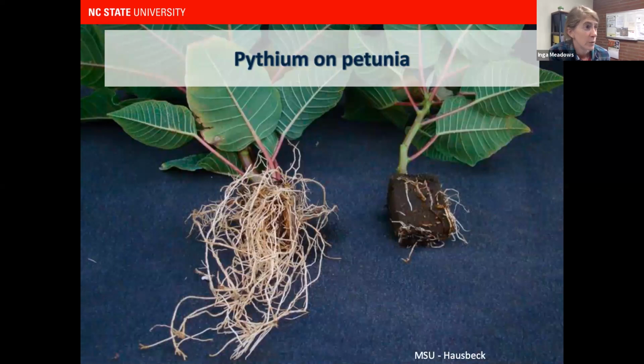This is Pythium on petunia. The petunia on the left-hand side is healthy. The one on the right obviously has Pythium, with a lack of roots, and you can't see the above ground parts, but the one on the right is stunted.